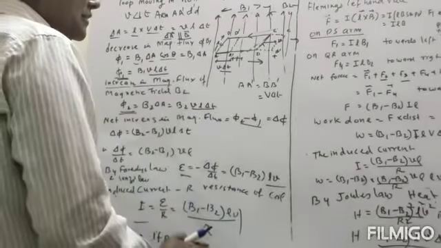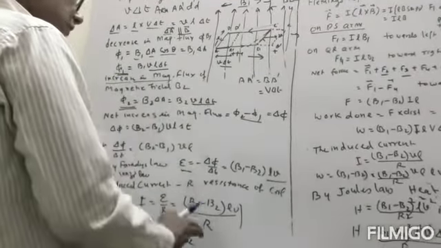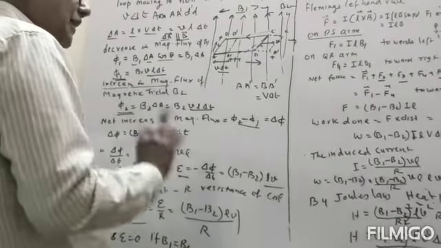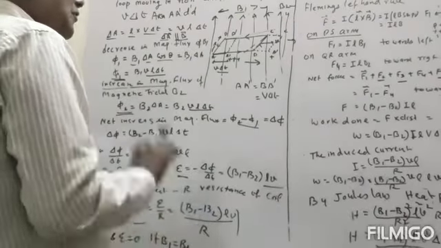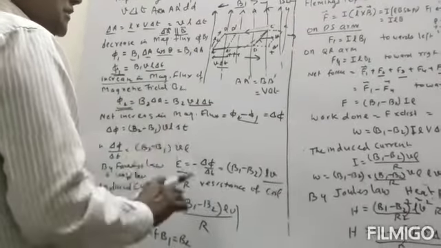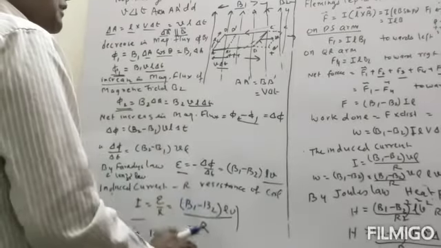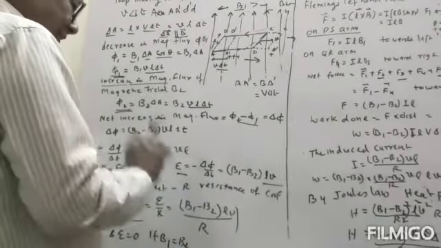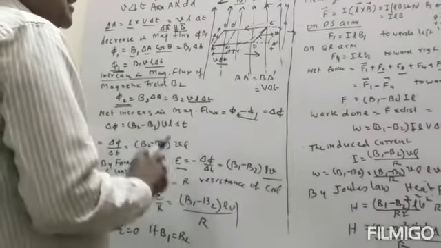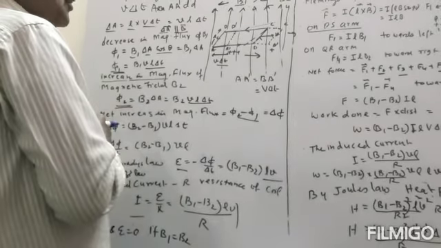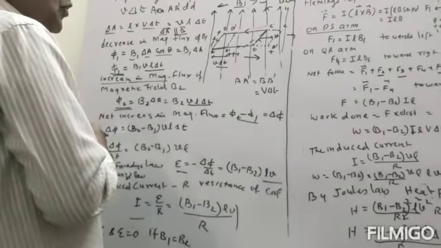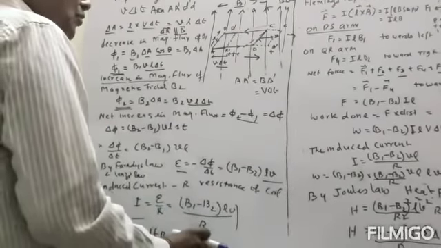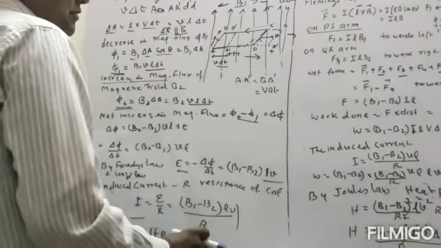It makes no difference. So the induced EMF and induced current will be 0 when V1 is equal to V2, or we can say if the rectangular coil moves in the uniform magnetic field, then no induced current and no induced EMF is produced.